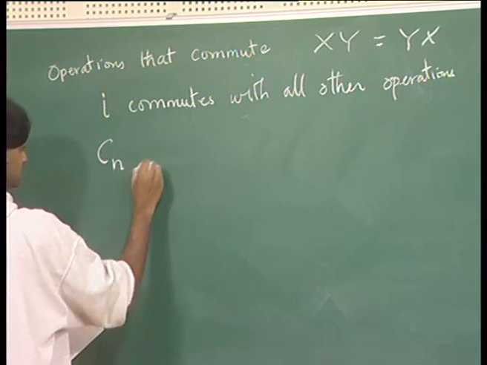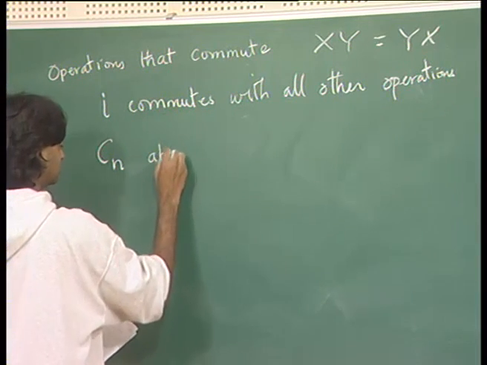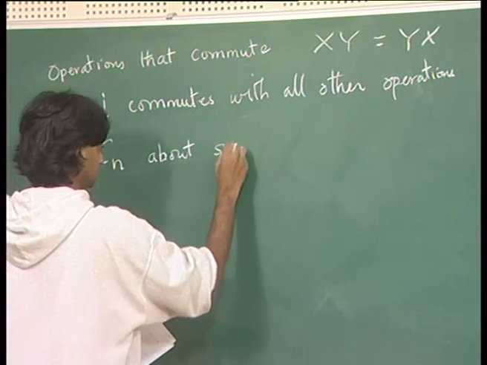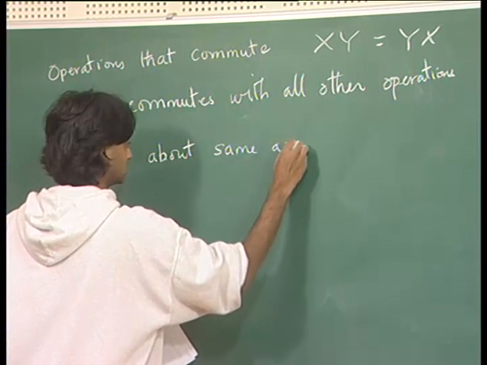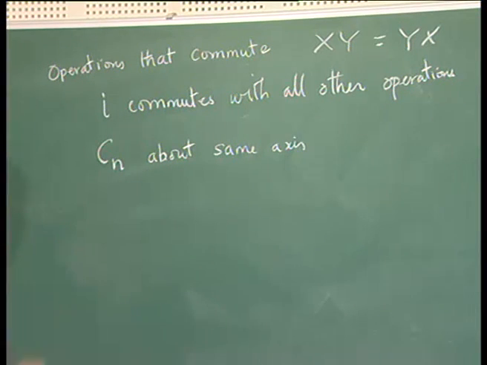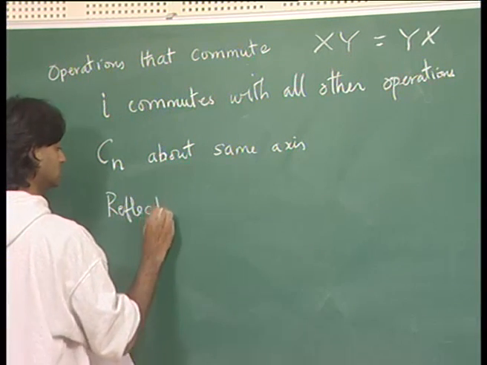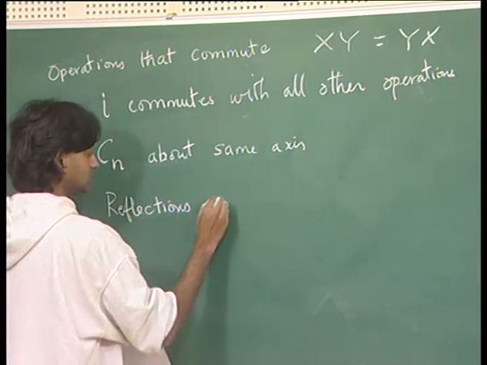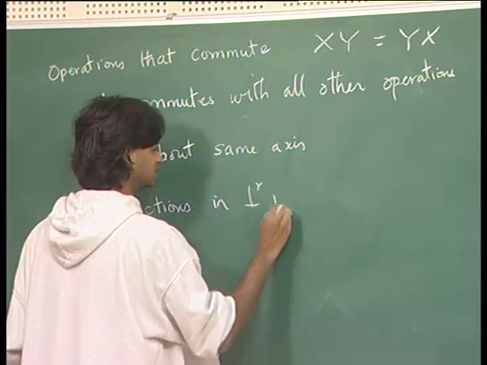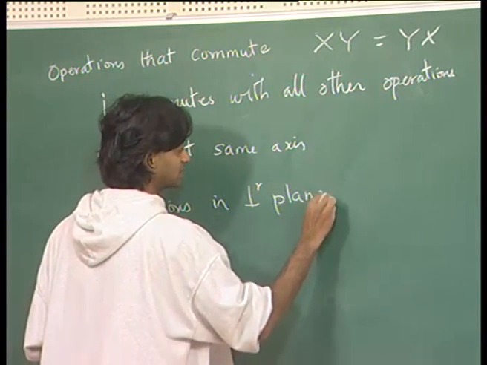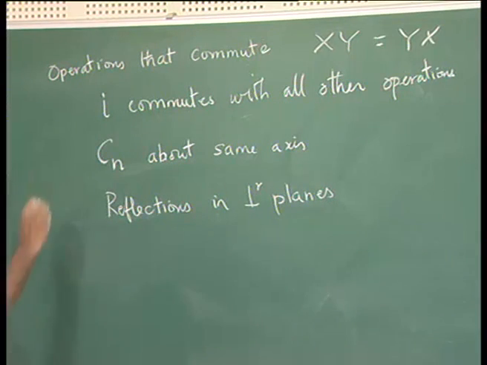Next, C_n about the same axis. So any rotations about the same axis commute with each other. Reflections in perpendicular planes: if you take two reflections in perpendicular planes, they will commute with each other.